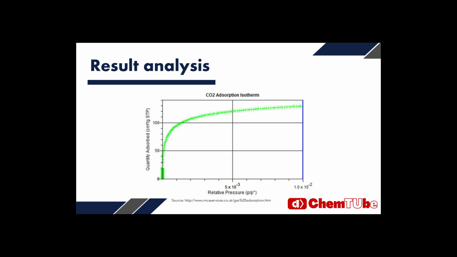For example, looking at this isotherm, we can easily see that it belongs to type 1 isotherm. Thus, we can conclude that the sample contains micropores and might be a molecular sieve. From this isotherm, we can also calculate surface area, pore volume, and pore size distribution for this microporous material.